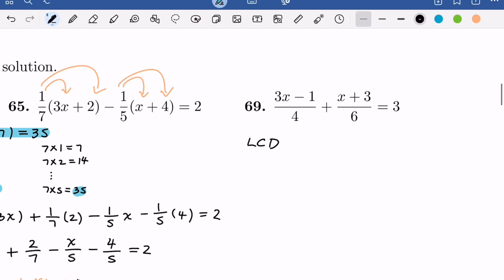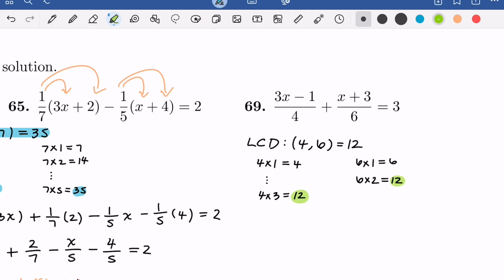So the LCD of 4 and 6 is going to be 12. And again, we can figure this out by listing the multiples of 4 and 6. We know that 4 times 1 is 4, all the way up to 4 times 3 gives us 12. Similarly, we have 6 times 1, which gives us 6, and then 6 times 2 gives us 12. So we can stop there because we found this LCD. So now let's multiply both sides of our equation by this LCD.